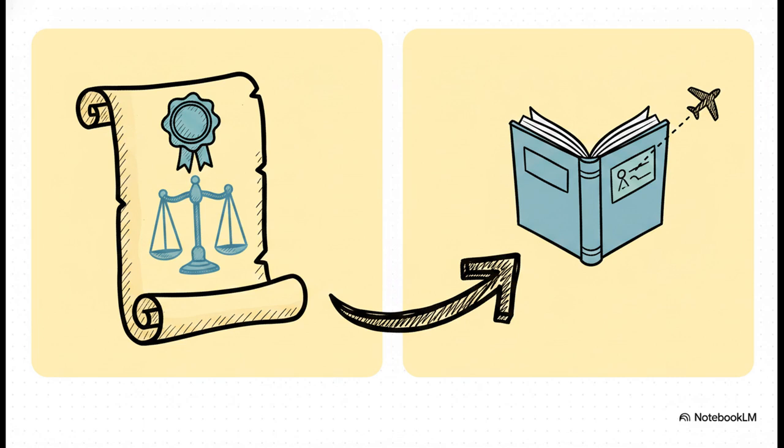What is the difference between the Federal Aviation Regulations, the FARs, and the AIM? Well, it's actually quite simple. The FARs are the law. They state what you must and must not do. The AIM, on the other hand, is the official guidebook. It explains how to conduct your operations safely and correctly to comply with those laws.